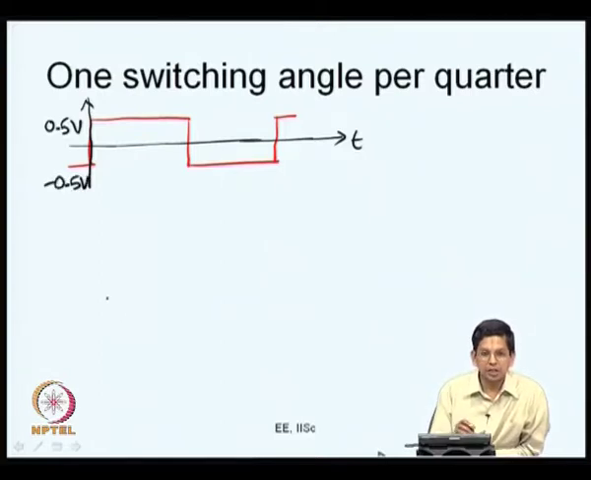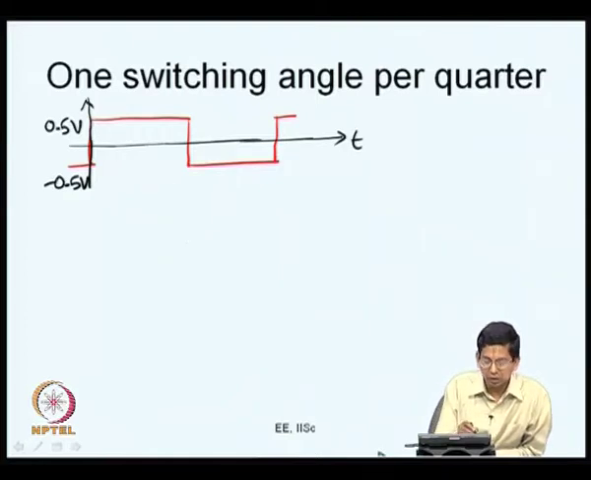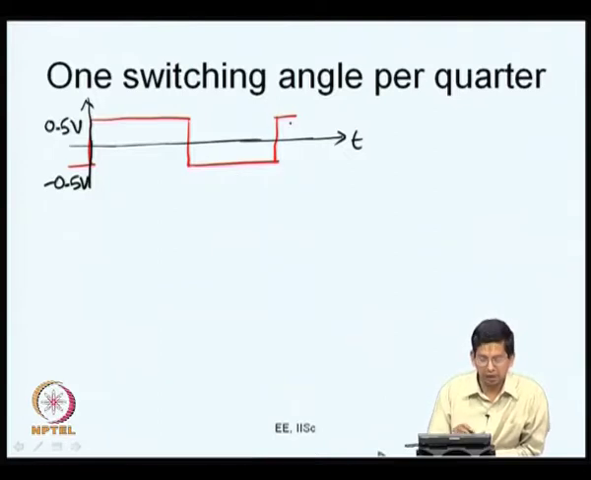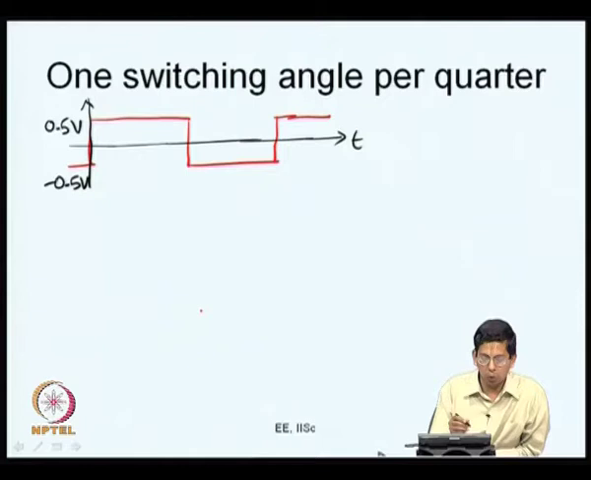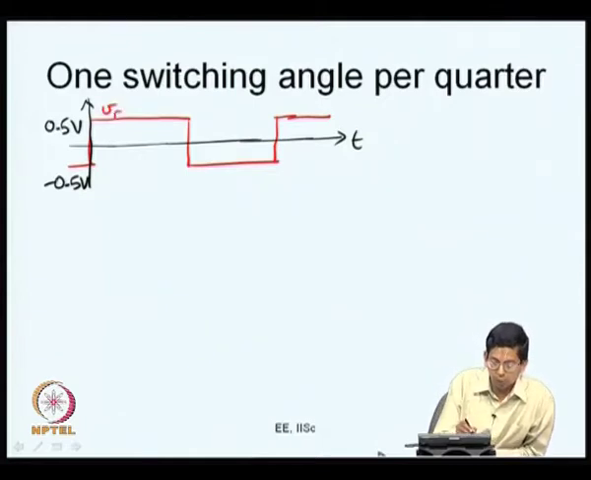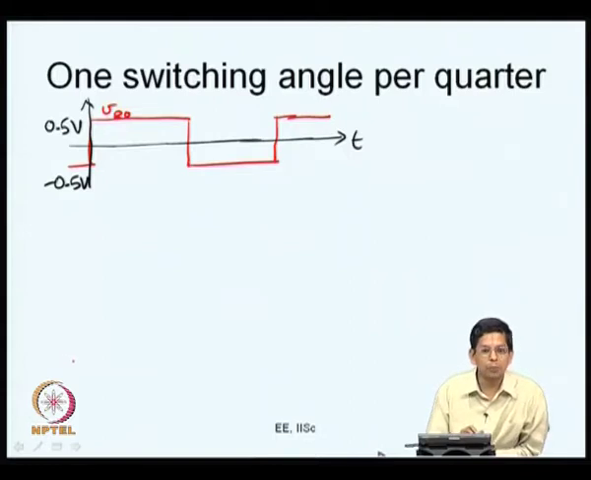If I switch the inverter in a square wave fashion, I get the pole voltage to be 0.5 VDC for half the time and minus 0.5 VDC for the remaining half the time, and this goes on like that. I have shown this in red color for the red phase. If this is my VRO, how will my VYO be? This is VRO, red phase. How will my VYO be? That is the Y phase.